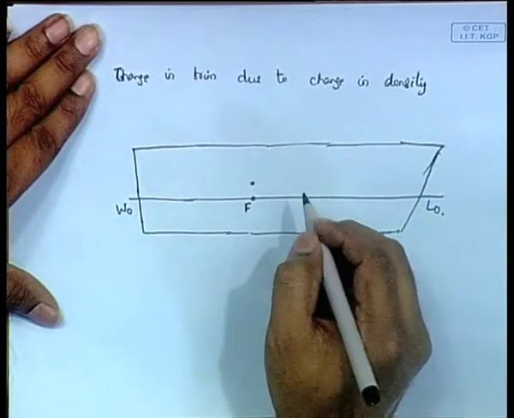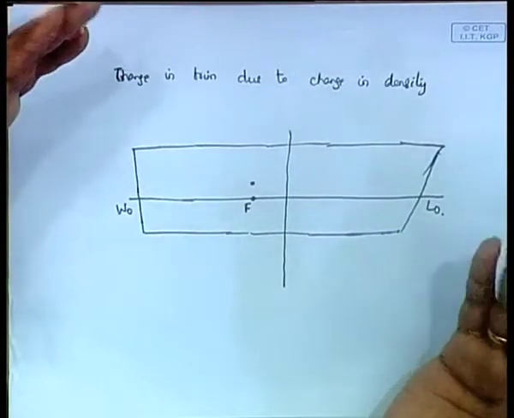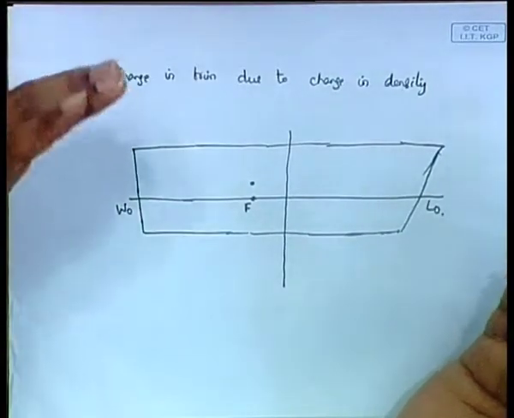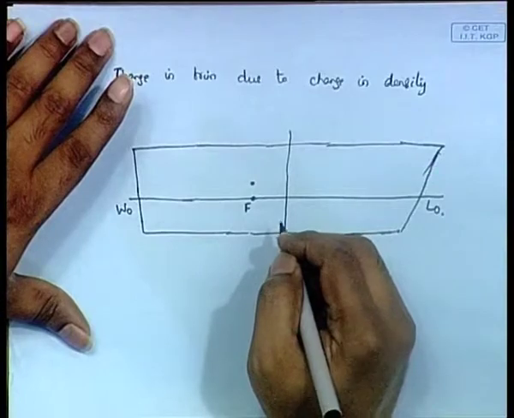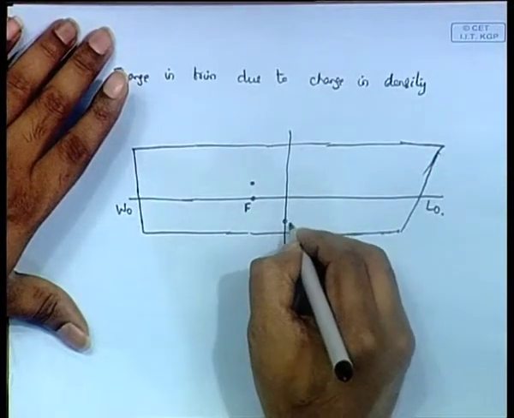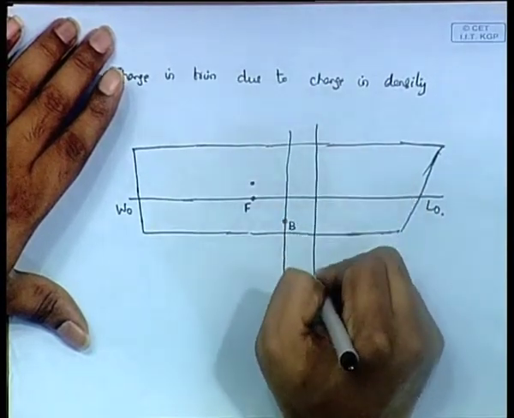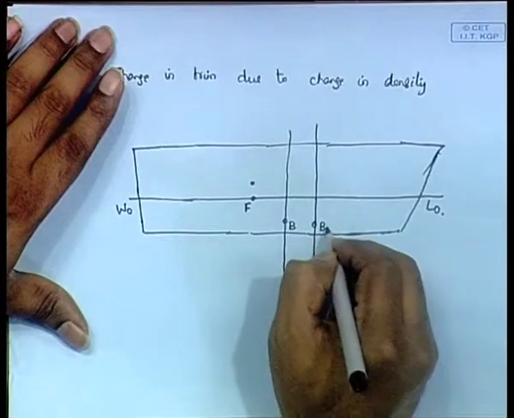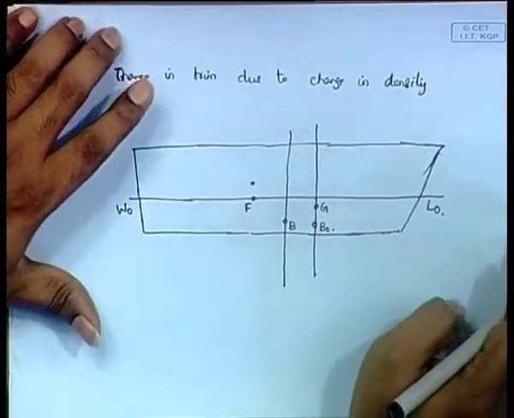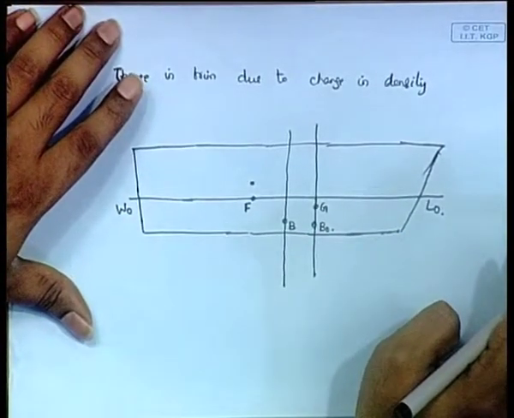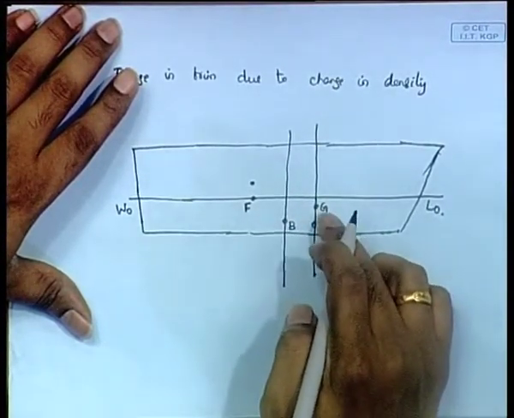Then let's say that it's initially in a condition such, it will always be in a condition such that G and B will be in the same vertical line, because otherwise it will trim further. So let us suppose that this is the initial position, B0. G is not changing here. This is the initial state. The ship is initially at center of flotation F, B0, G.